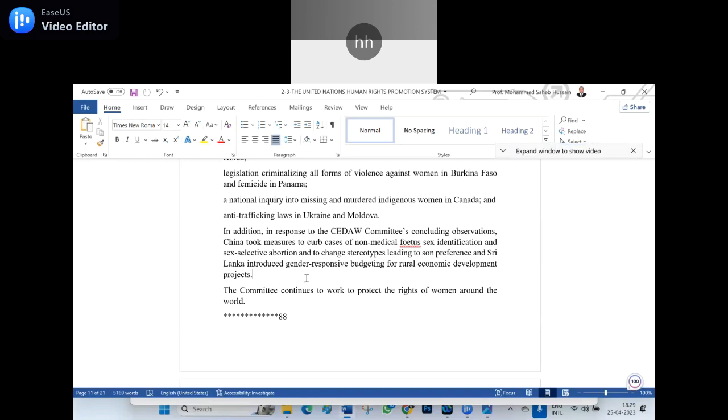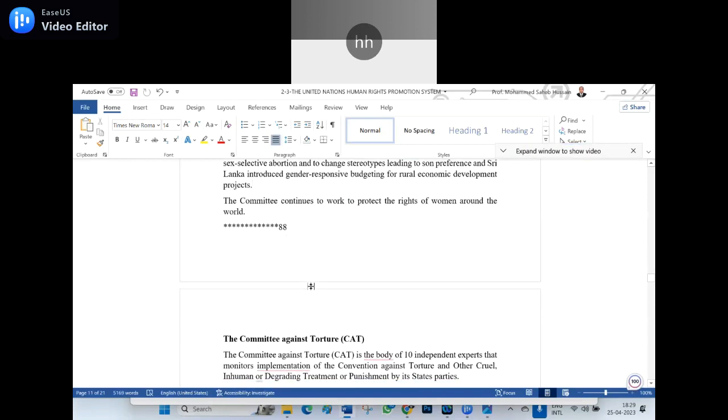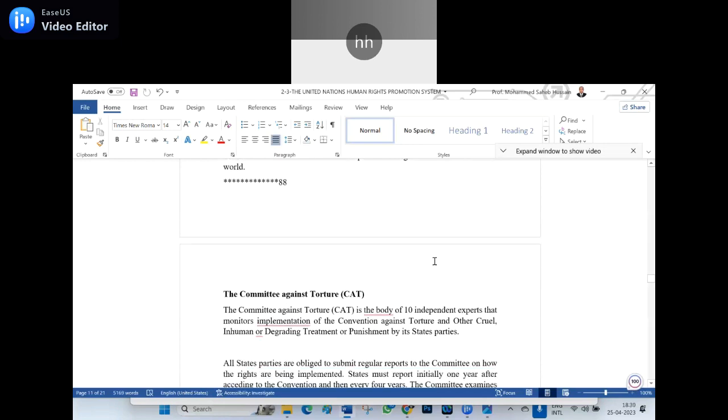Okay. The committee continues to work to protect the rights of women around the world. Which committee? CEDAW. How many members? 23 members. They come under which organ? Special organ of socio-economic and cultural. It is based on conventions or the charter.